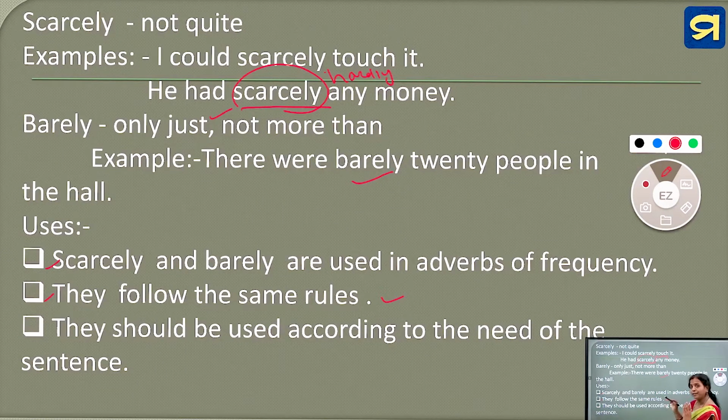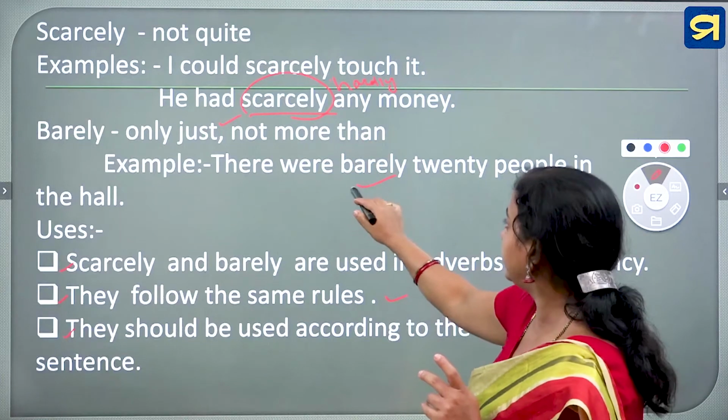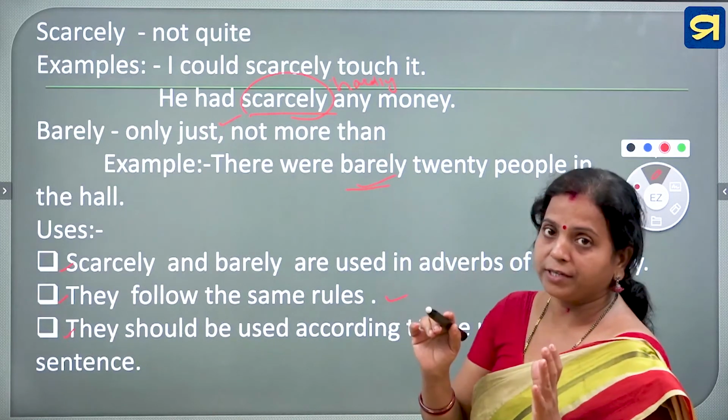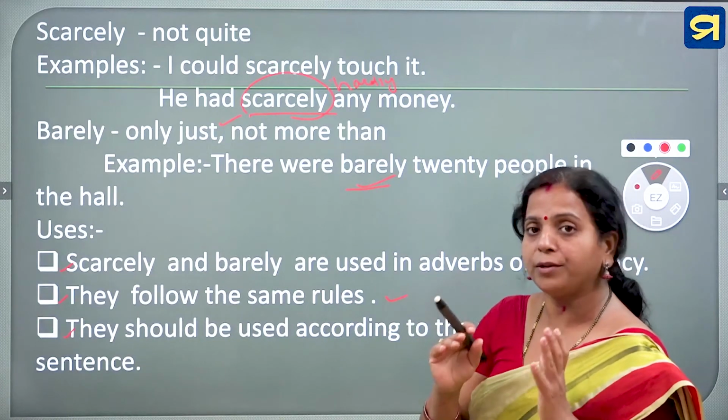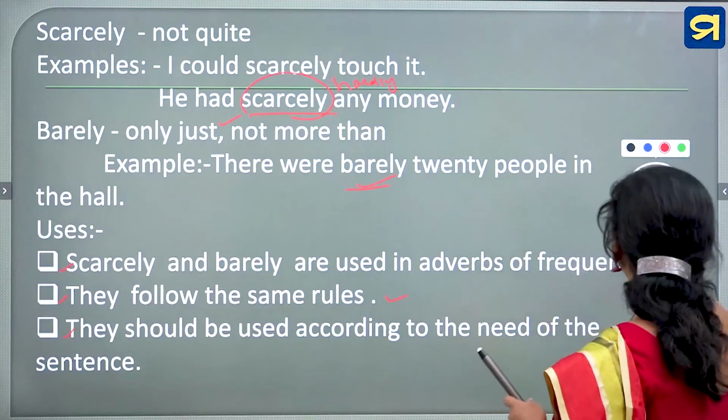Okay, it is the rule which is applicable for barely, scarcely and hardly. Next, the third one is, this should be used according to the need of the sentence. As I told you, here you may use hardly or scarcely, and here you may use hardly or barely. Which one is more appropriate, you can use it. According to the need of the sentence, you can use the word hardly or barely or scarcely. Okay?